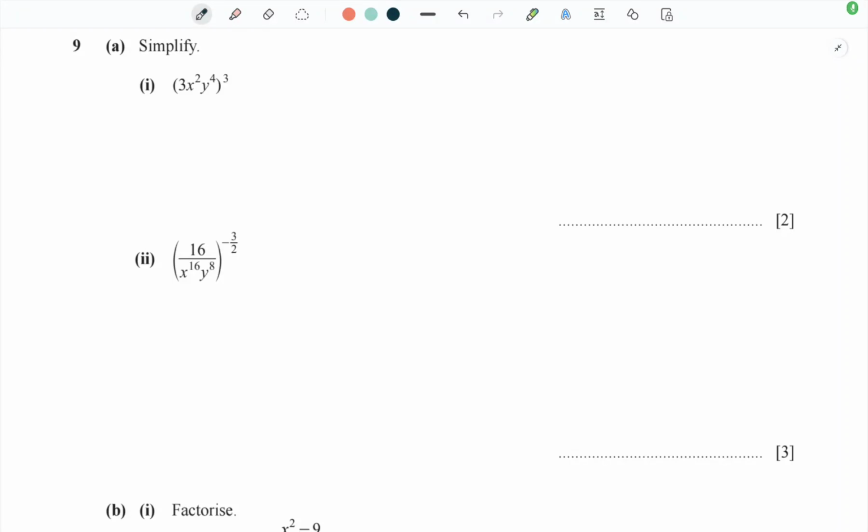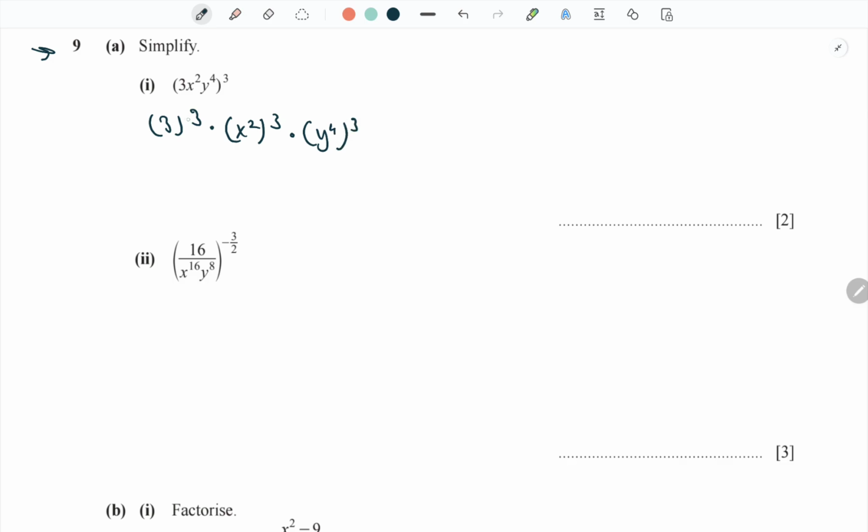Welcome back, students. So today we have question number 9, simplify. So first we distribute the exponent in all of them. So we have 3 cube times, we have cube here on x squared, then we have cube here on y4.